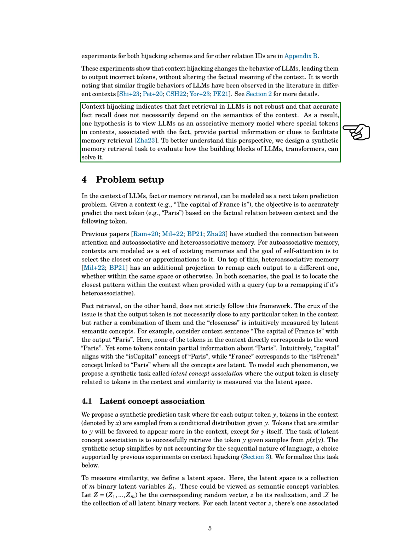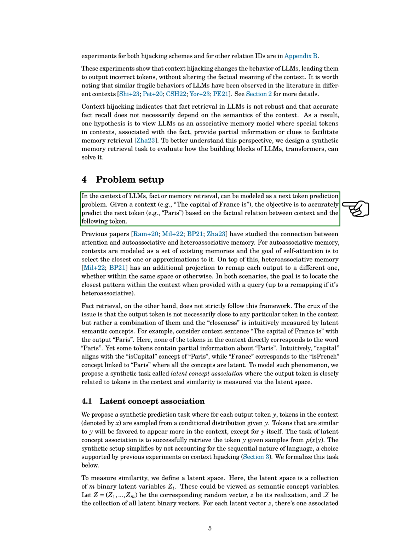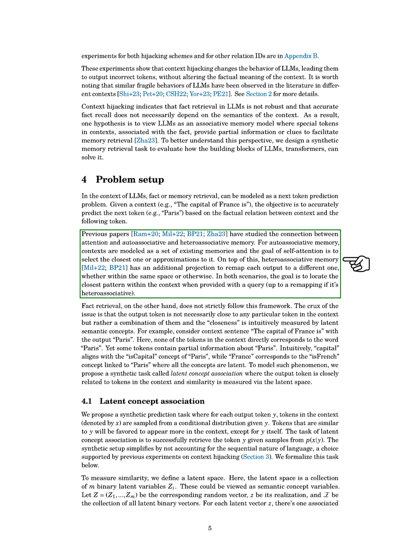Section: Problem Setup. In this section, we explore how fact or memory retrieval in large language models, LLMs, can be seen as predicting the next token based on a given context. Previous studies have looked at the relationship between attention and different types of memory, such as auto-associative and hetero-associative memory. Auto-associative memory involves selecting the closest existing memory based on the context, while hetero-associative memory includes remapping outputs to different tokens. The goal in both cases is to find the most relevant pattern within the context when given a query.